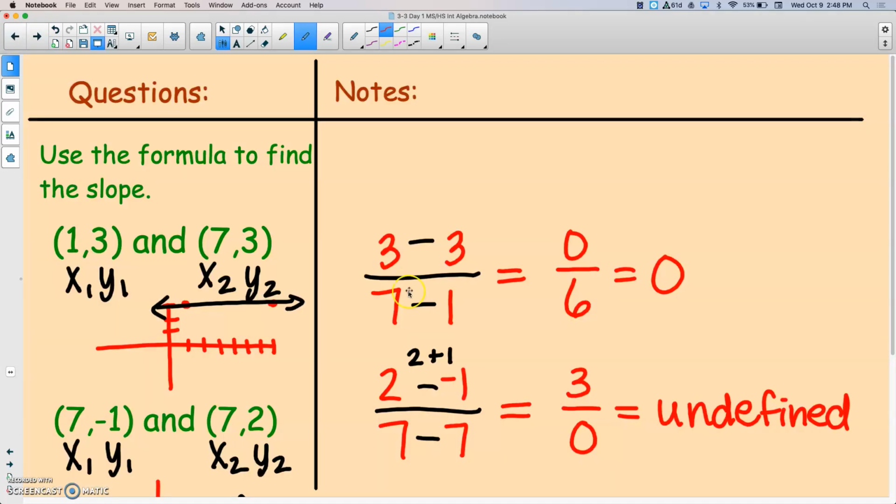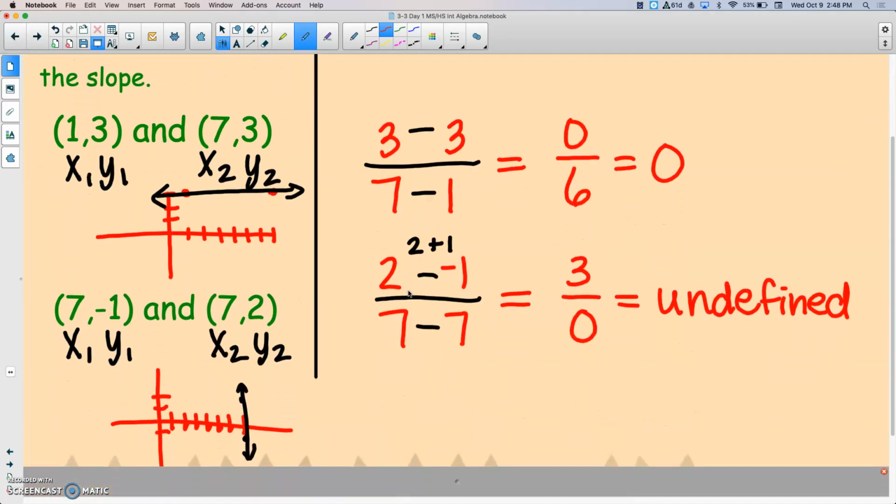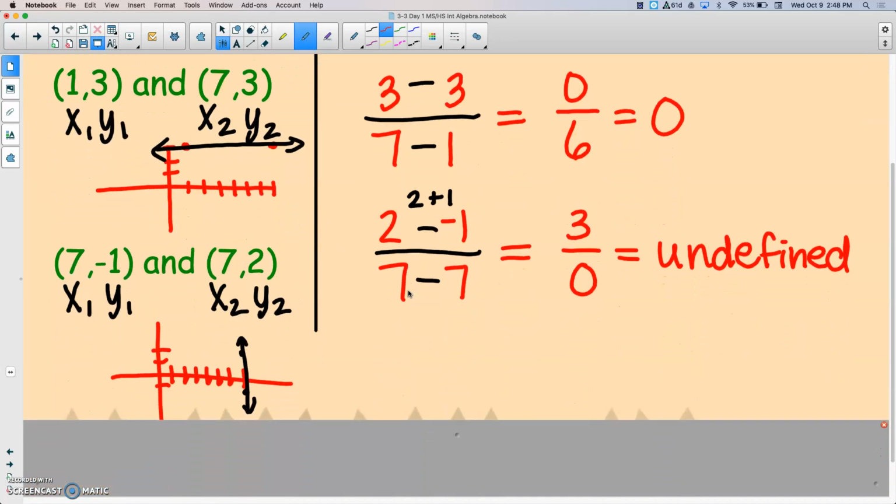And that was our last example. So hopefully that helps you understand how to find the slope of a line from a graph and from two ordered pairs using the slope formula.